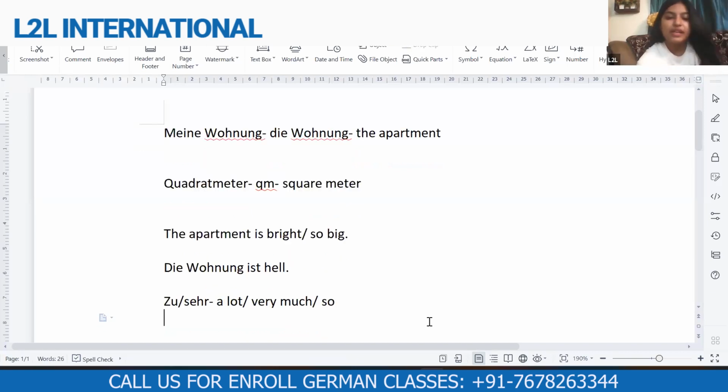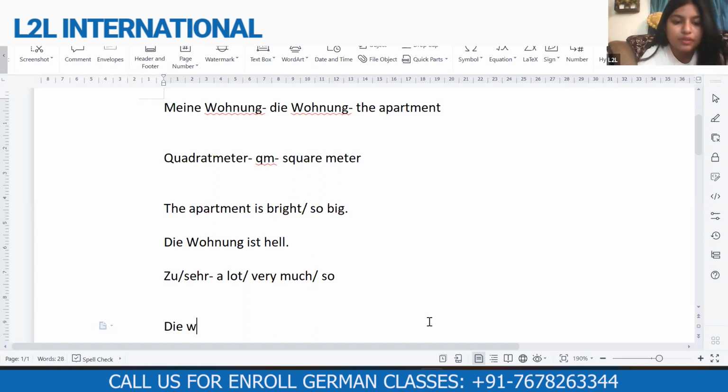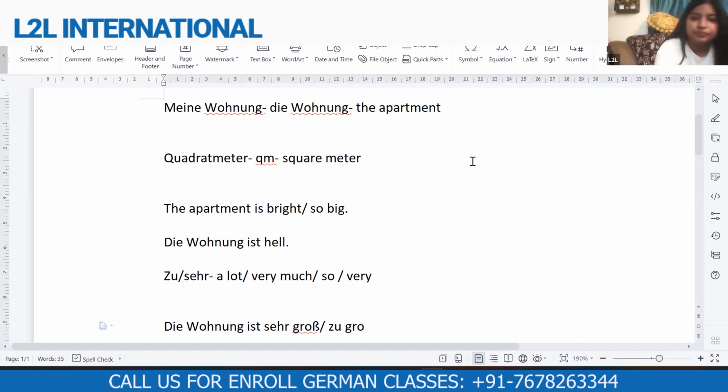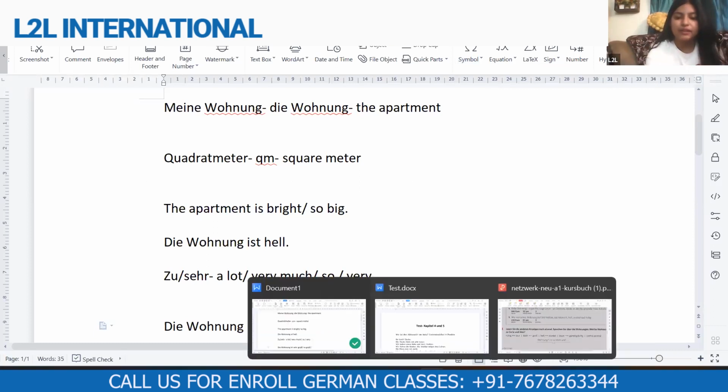So you can either say it this way. Die Wohnung ist sehr groß. That means very, very big. Sehr can also mean very, right? And then you can also say die Wohnung ist so groß. So that depends. When so, when sehr, it's a big question. We will do it later on, but we will see here a few examples of when they are used, and you tell me what is the difference between these two.